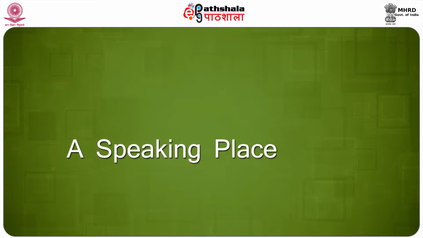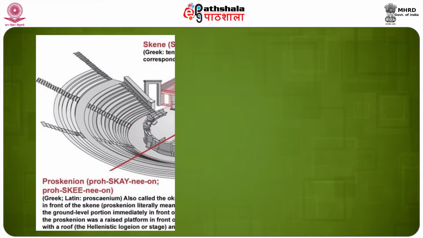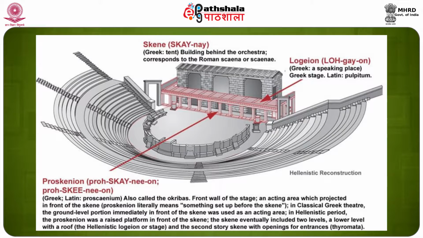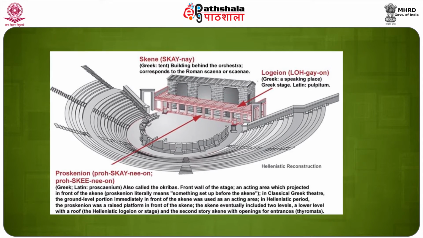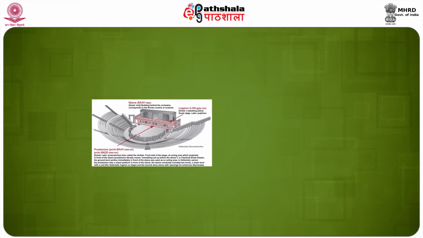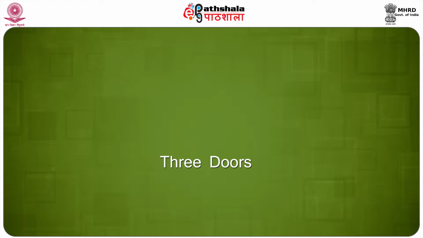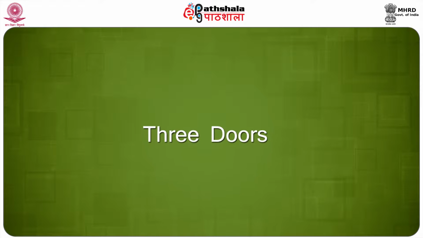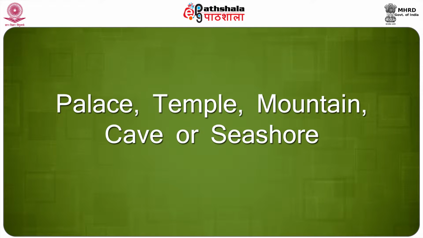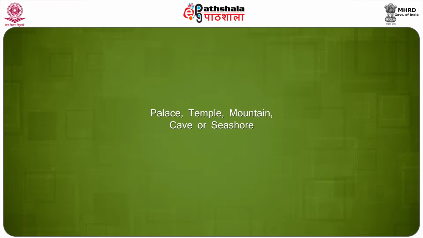Behind the stage, there would be a painted wall or wooden building that was known as the skene, like a tent or a hut. The wall outside the skene was known as the proskenion, which meant something set up before the skene. The proskenion had three tall doors in it, the middle one being taller than the two flanking. All three doors opened out onto the stage, through which the actors came and went. This was the backdrop of the stage and a symbol for a specific place such as a palace, a temple, a mountain, a cave, or a seashore. It was also an instrument for activating the audience's imagination.